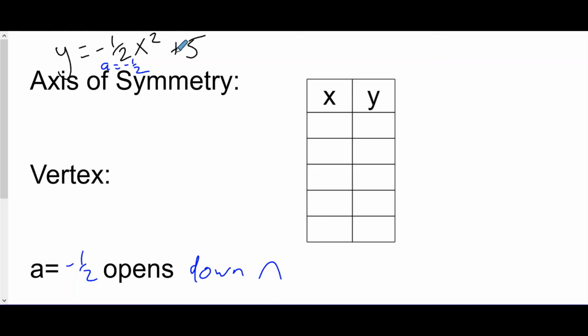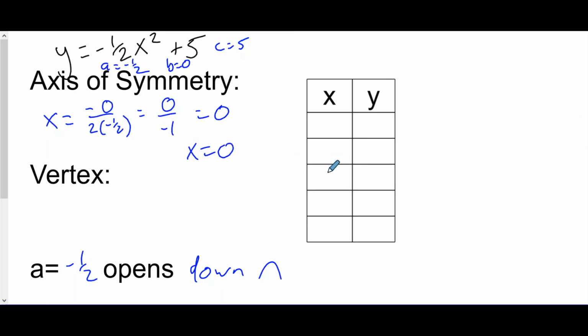This one's weird because there's no x term, there's just this +5. So the 5 is the constant, so that means my C value is 5, but there's no x term. So if there's no x term here, how many x's are there? 0. So B is 0 because there's no middle term. So when I figure out my axis of symmetry, I'm doing -0, (b) over 2 times A, which is -1/2. And it doesn't even really matter what happens in the denominator. You end up with 0 over -1, but 0 divided by anything is 0. So my axis of symmetry is x equals 0.